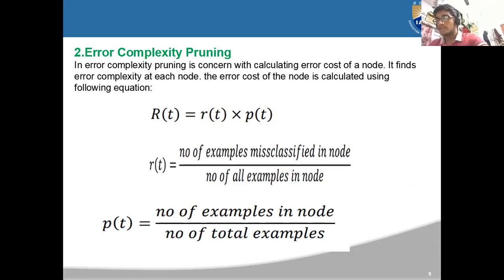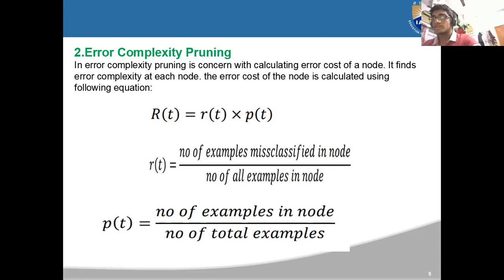Now small r of t defines the number of examples misclassified in a node divided by the number of all examples in a node. Again, P of t indicates the number of examples in the node divided by the total number of examples. Basically, the main purpose of error complexity pruning is to consider the most effective calculated errors that occur at each cost of a node.